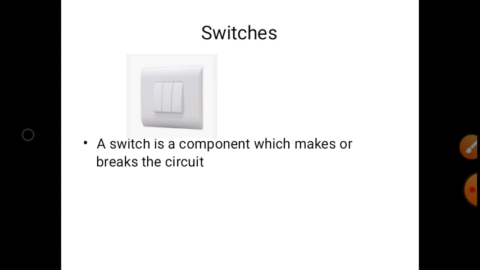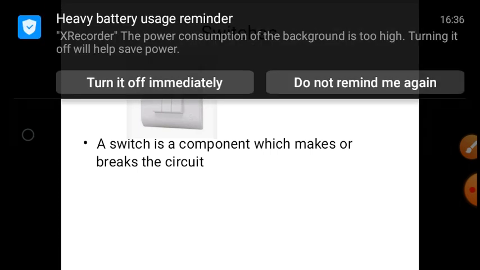All of you might have seen the switches in your houses, which are used to switch on or switch off an appliance. If it is a lamp, we use switches to switch it on and off. So we'll go to the definition of switch. A switch is a component which makes or breaks the circuit. It is called a switch. It is mainly a protective device.